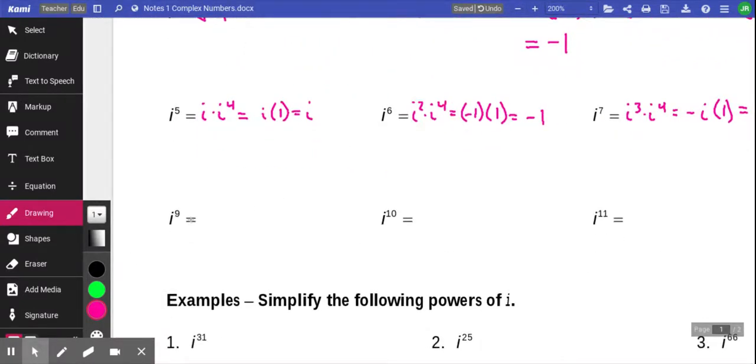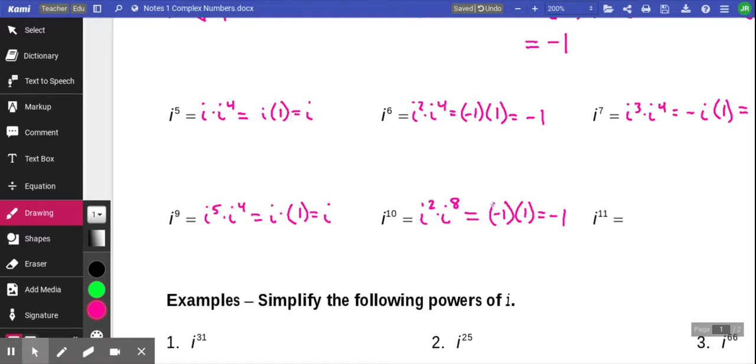If we have i to the 9th, we could rewrite that as i to the 5th times i to the 4th, and we know i to the 5th, which we did up here, is i. We know that i to the 4th is 1, which gives us i. We could rewrite i to the 10th as i to the 2nd times i to the 8th. And i to the 2nd we know is negative 1. We know that i to the 8th is 1, which gives us negative 1.